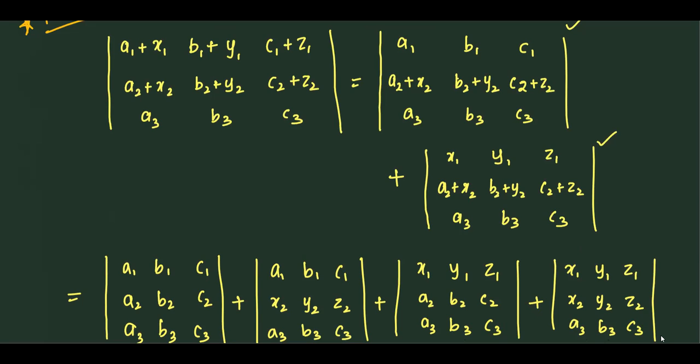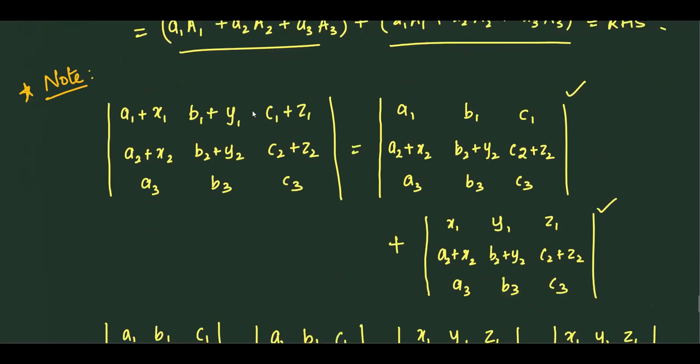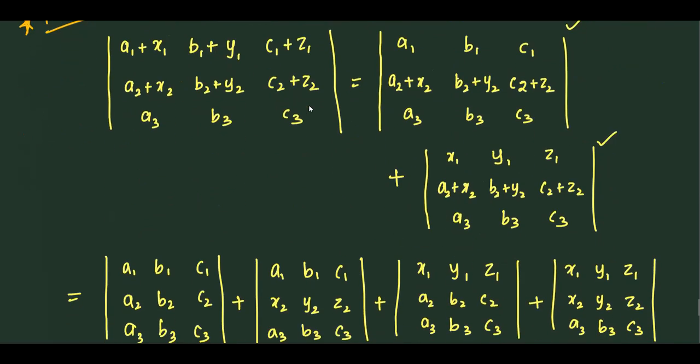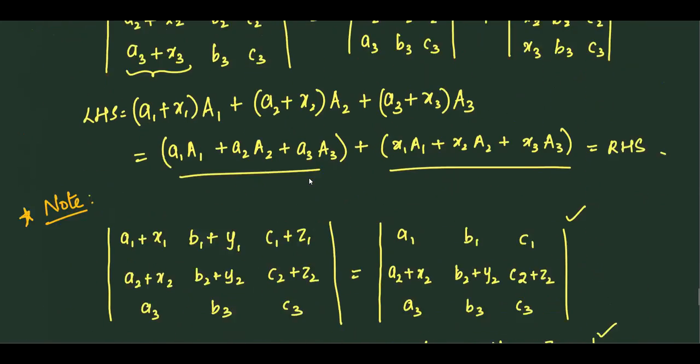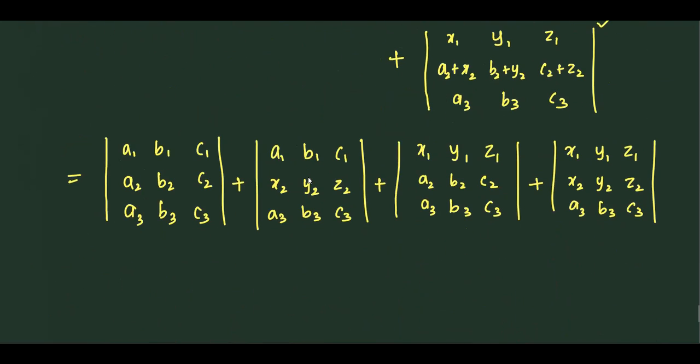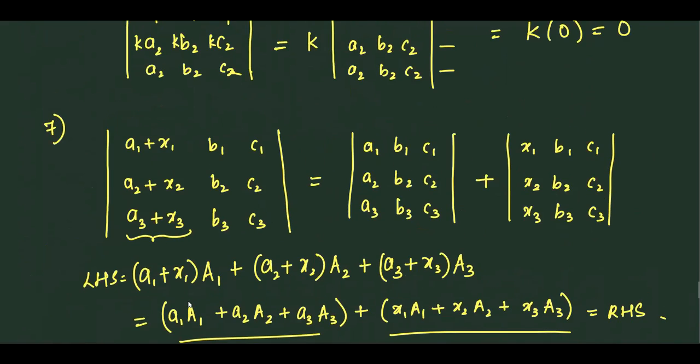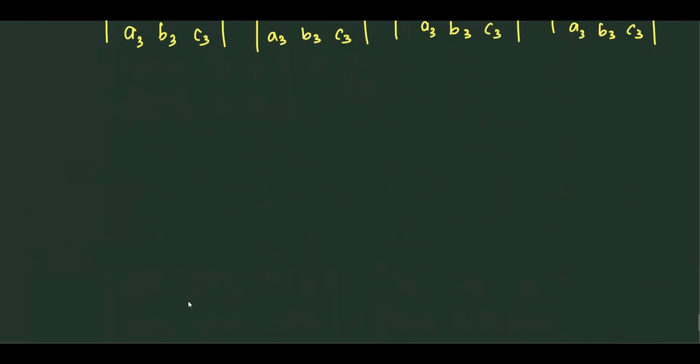So you have to do one row at a time, or one column at a time, depending on the problem. So this will split into 4, not into 2. Be very careful. These properties are very important, but you have to apply them delicately. You cannot make mistakes in that. Okay, next.